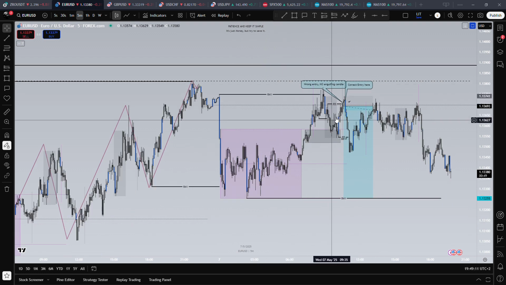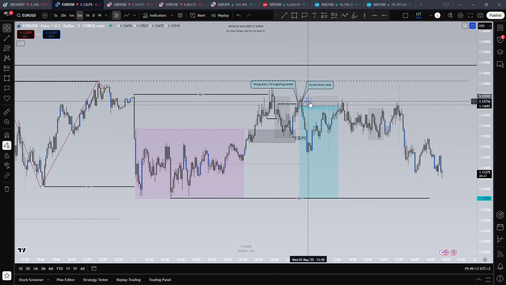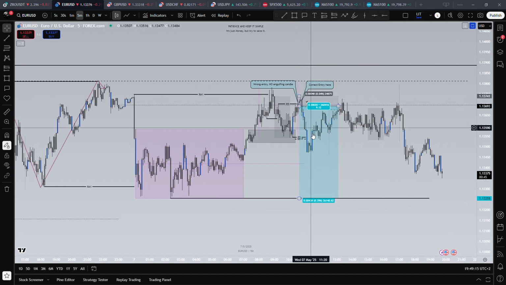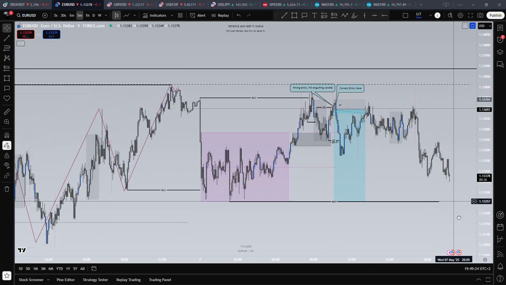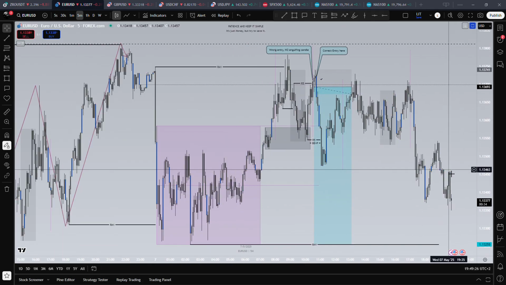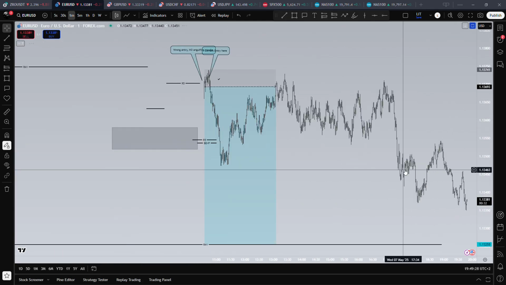So after this I was looking for a sell and I took that sell. I hit the break even on partial here, then it took me out with break even and it went down. Okay, so I made a mistake here.